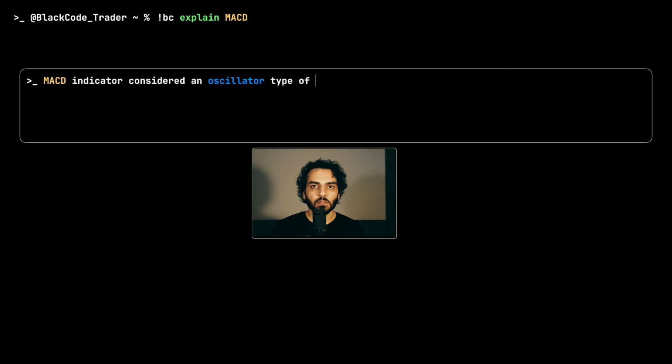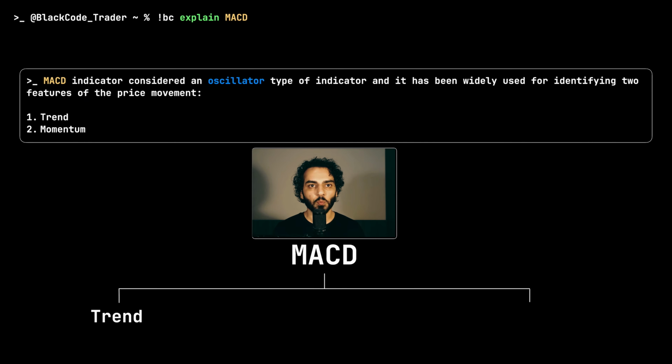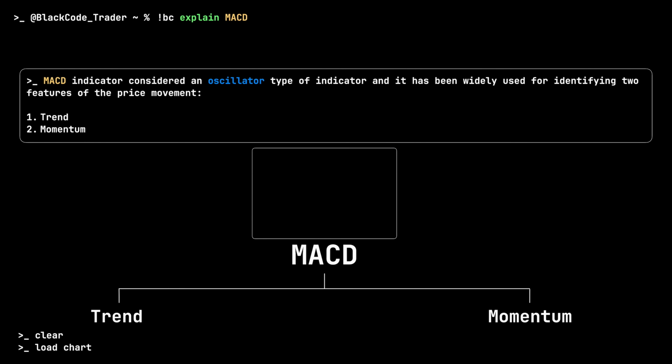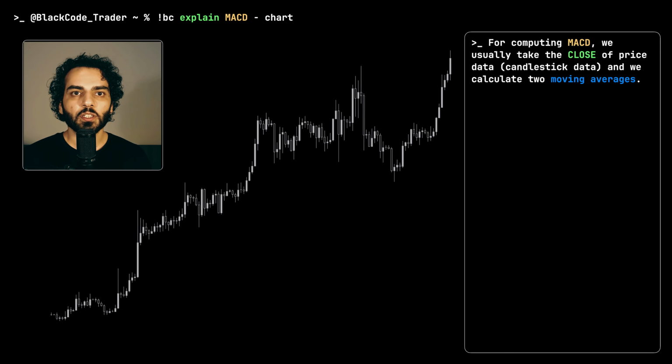The MACD indicator is considered an oscillator type of indicator and has been widely used for identifying two features of the price movement: trend and momentum. The MACD fundamentally relies on the concept of moving averages, which are initially calculated based on the price movements. The indicator consists of two main components, the MACD line and the signal line, both of which are derived from simple or exponential moving averages of different lengths. Although it's possible to use a different type of moving average like double or triple or even volume weighted moving average, which is very unorthodox, but it's possible.